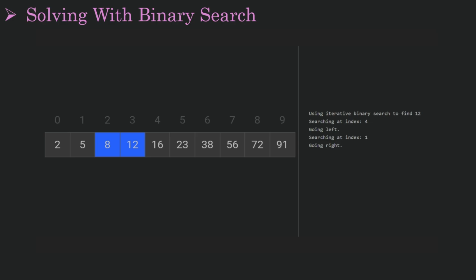Searching at index 2. Going right. Searching at index 3. 12 is found at position 3. For target 15, as we can see, it is not present in the list, so the loop will exit once the array ends, returning 0.